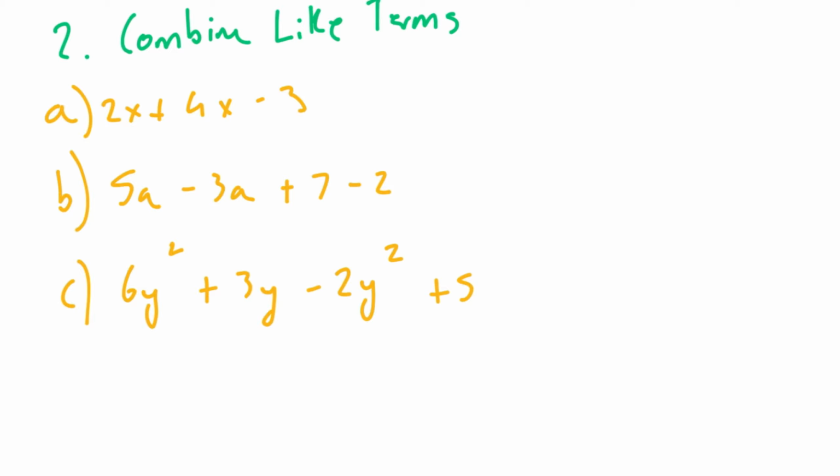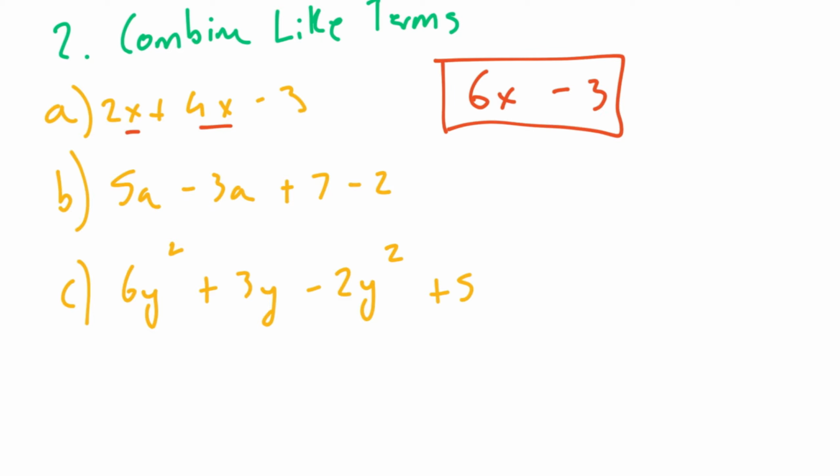Okay, so we can see that the only like terms are x and x. Negative 3 does not do anything. So we have to add these up. This will be equal to 6x minus 3. And that's it. Okay, second one, B. There's 2 like terms, a, and the constants. So let's try the variables ones first. So 5a minus 3a, that is just 2a. And 7 minus 2, that will be just 5. That is it.